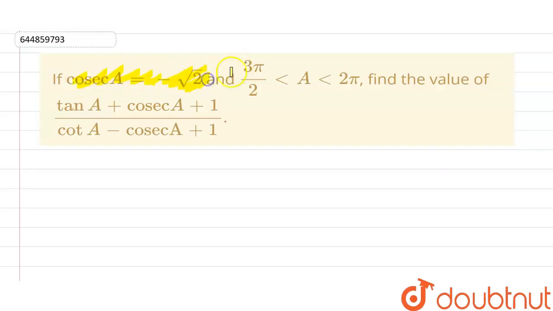Okay, so the given question here is: if cosec A is equal to minus root 2 and A belongs to the interval from 3 pi by 2 to 2 pi, find the value of tan A plus cosec A plus 1 divided by cot A minus cosec A plus 1. Okay, so first of all, this is my solution section.